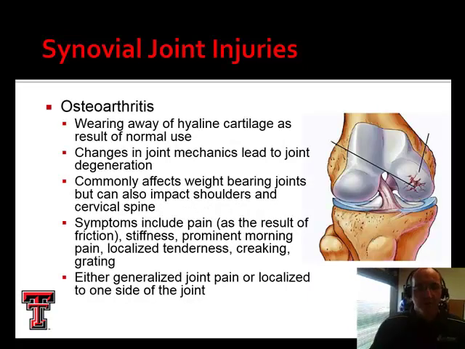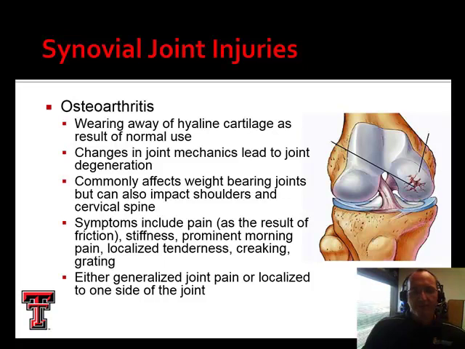Another synovial joint injury we are concerned with is osteoarthritis, and here's where we've got wearing away of the hyaline cartilage on the ends of the bone as a result of normal use. Next time you eat chicken wings, take a look at the ends of the bone. You'll see that slippery white cartilage on the end, and it covers the entire bone end. With osteoarthritis, we get a wearing away of this cartilage so that the underlying bone shows through.